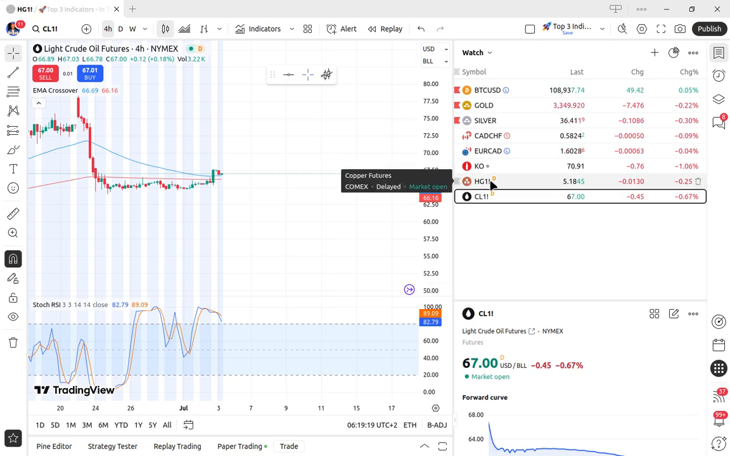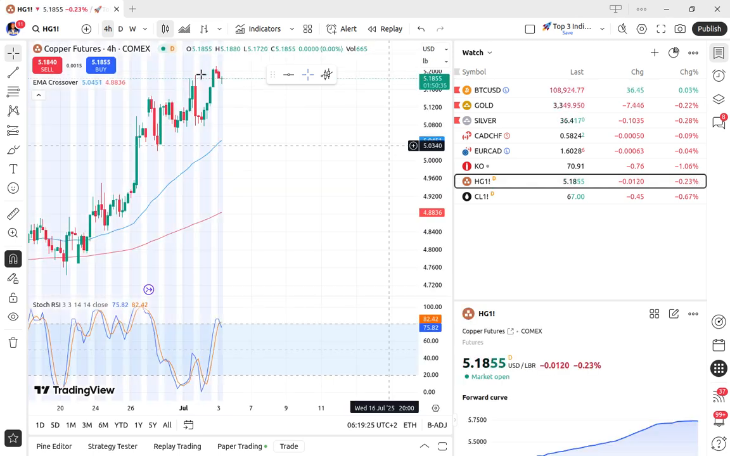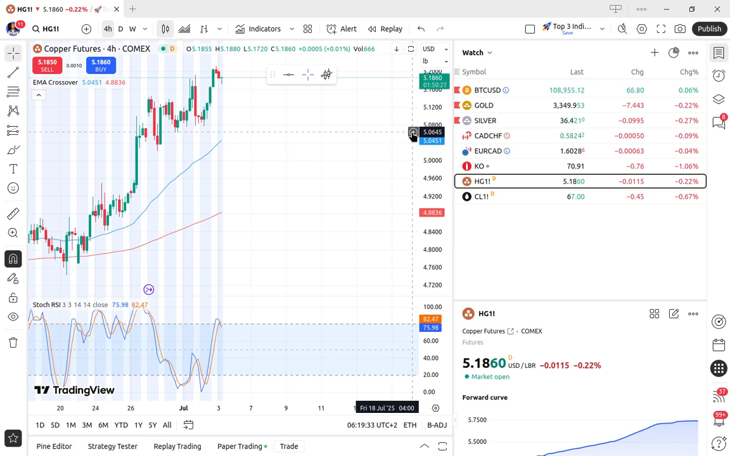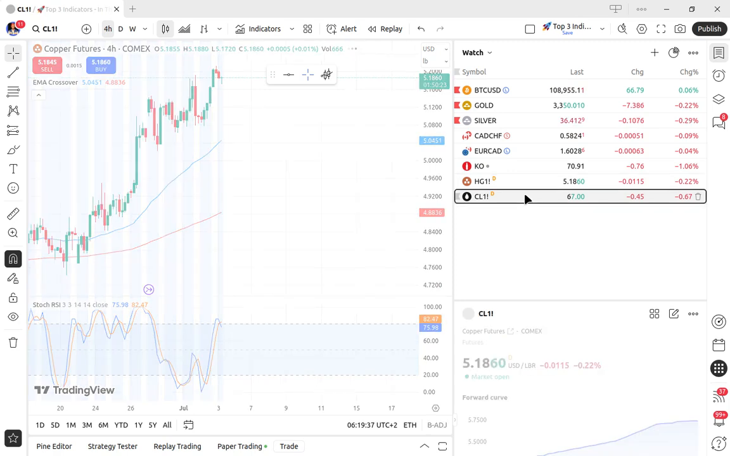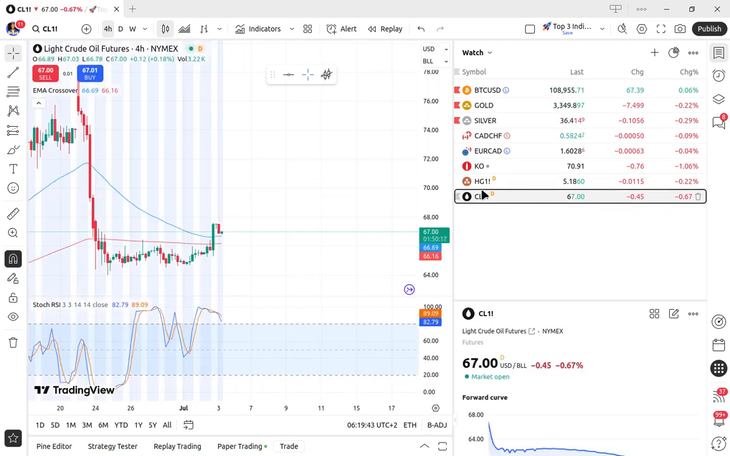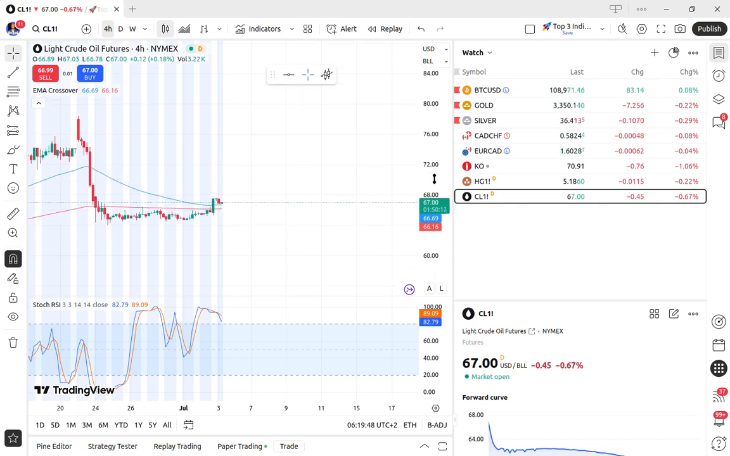So I would wait for a confirmation signal on oil. Copper has a long way to go, so I would watch copper as well. We're already in breakout territory, but I would keep an eye on copper. I would keep an eye on oil as well. So I would keep an eye on oil and copper. These are very important.